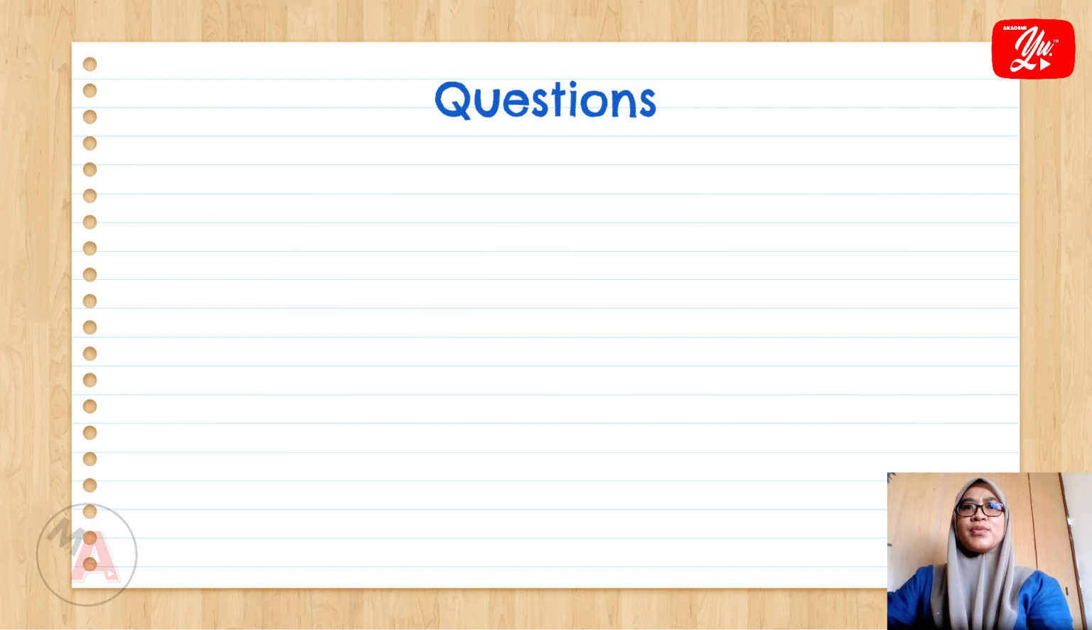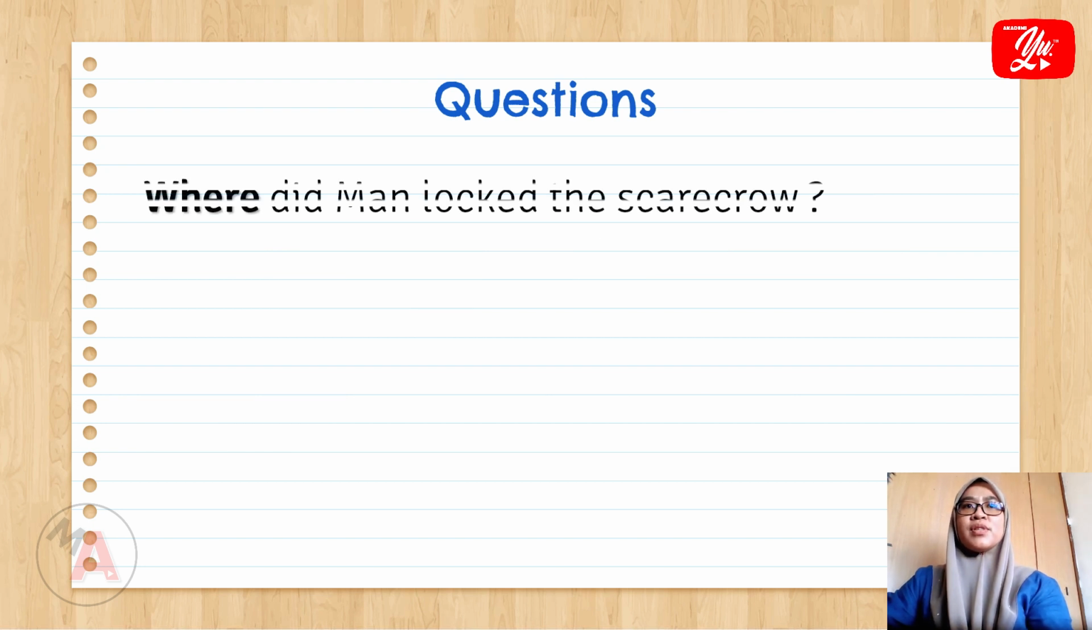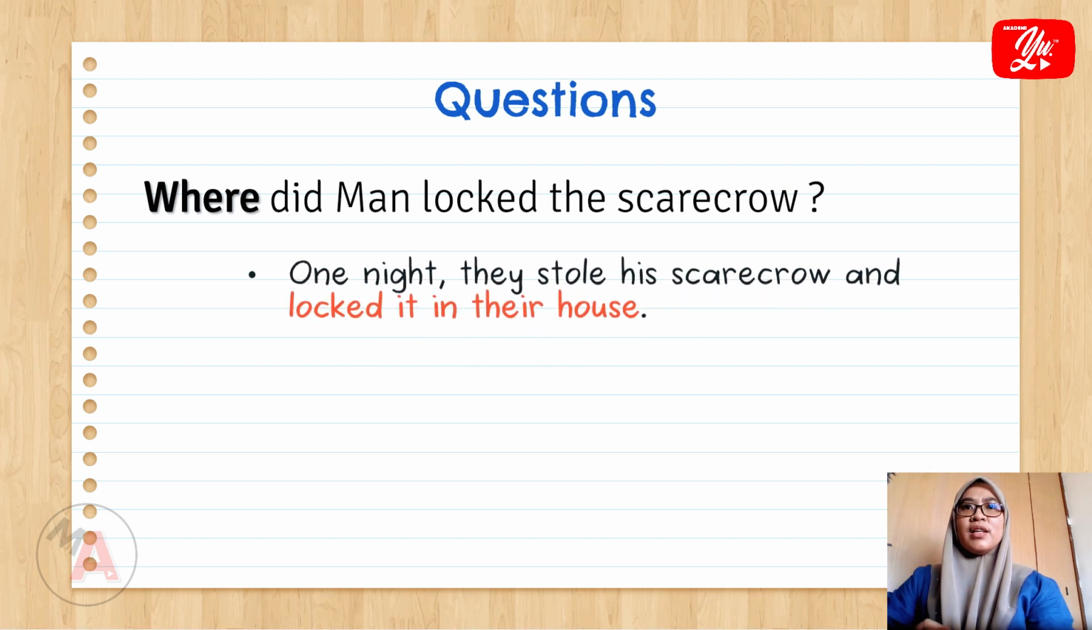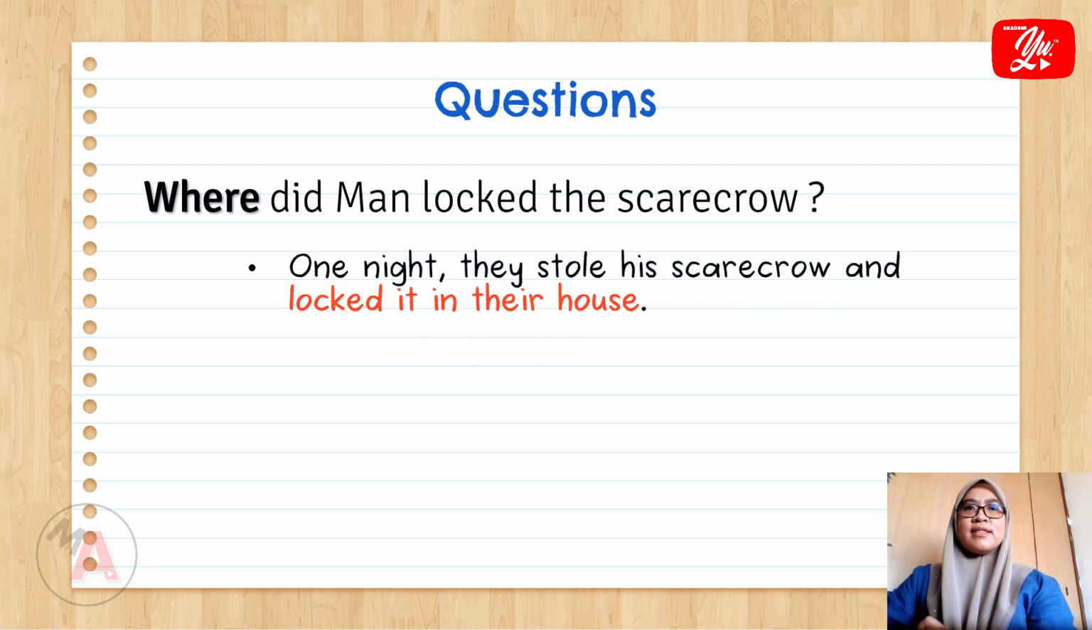Okay, so next one. Question number 3. Where did Man lock the scarecrow? Where did Man lock the scarecrow? So basically this is a very direct question. Okay, semua jawapan ada dalam teks. Okay, so in our passage, okay, we have the answers. Okay, one night they stole his scarecrow and locked it in their house.